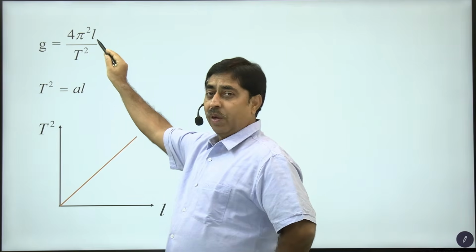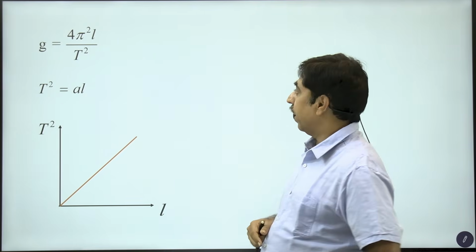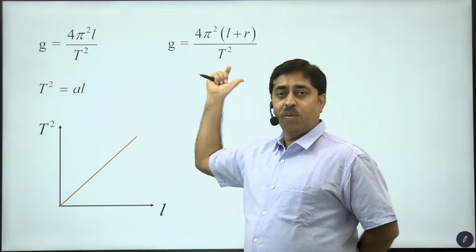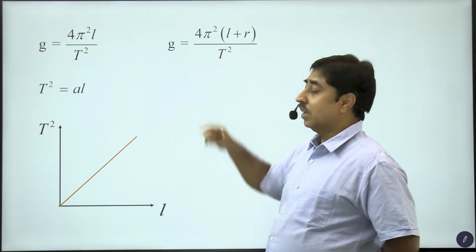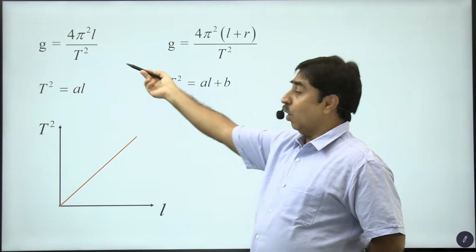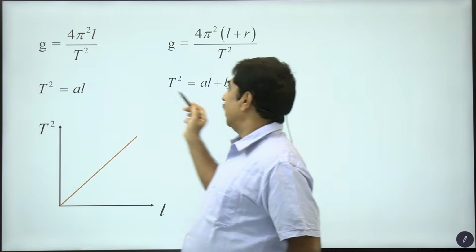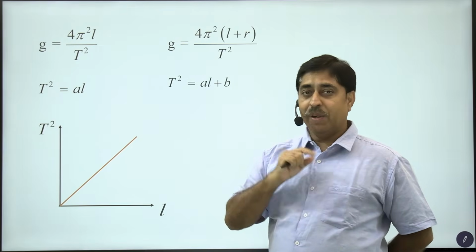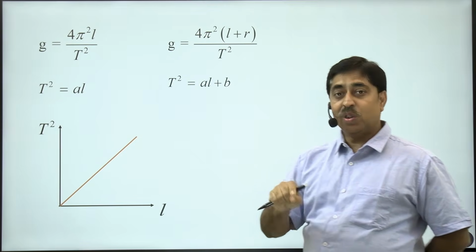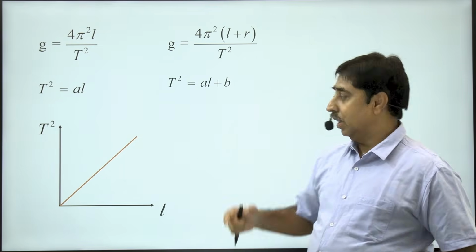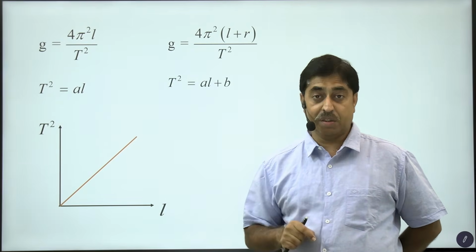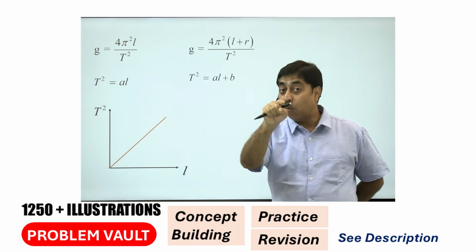So the actual length of the pendulum will be L plus R, where R stands for radius of the bob. If you do that correction here, then acceleration due to gravity will be given by this, and in this case T square can be written in this form. This A is the same constant, 4 pi square by g, and then there will be another constant B. So if this time you plot a graph of T square versus L, which was done by the experimenter, this graph will still be a straight line, but it will not pass through the origin. It will have a positive y-intercept.